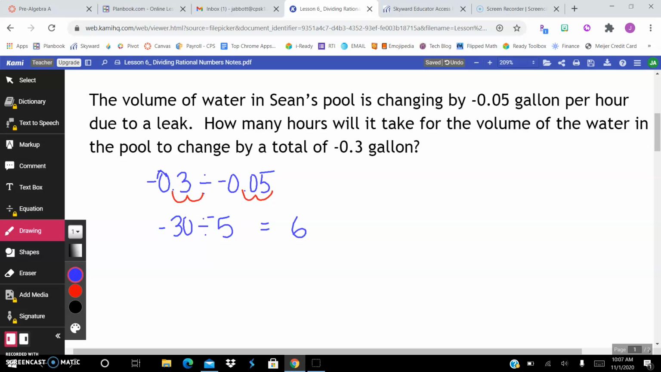So they're both negative, so the answer is going to be positive. And the question was, how many hours will it take for the volume of the water in the pool to change by negative 0.3? And it will take 6 hours for that much water to leak out.